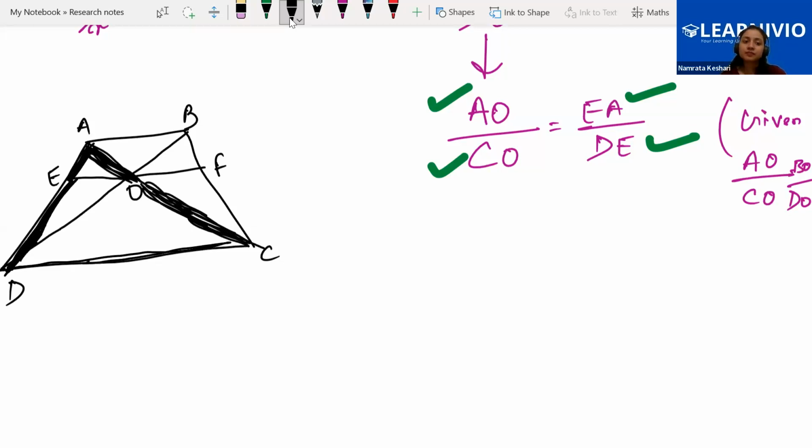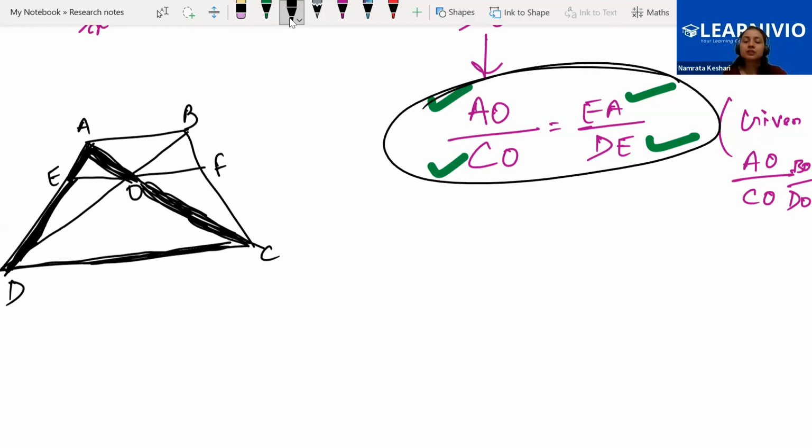Yes. Okay, if this is the case, which we... Yes. How did we get AO by CO equals EA by DE? Can I explain it again? Yeah. See, Maha, what we have done over here, since we are scrolling up and down, that is creating the confusion. What we did over here, at first it was given that AO by BO is equal to CO by DO. It was given to us. Yes or no?